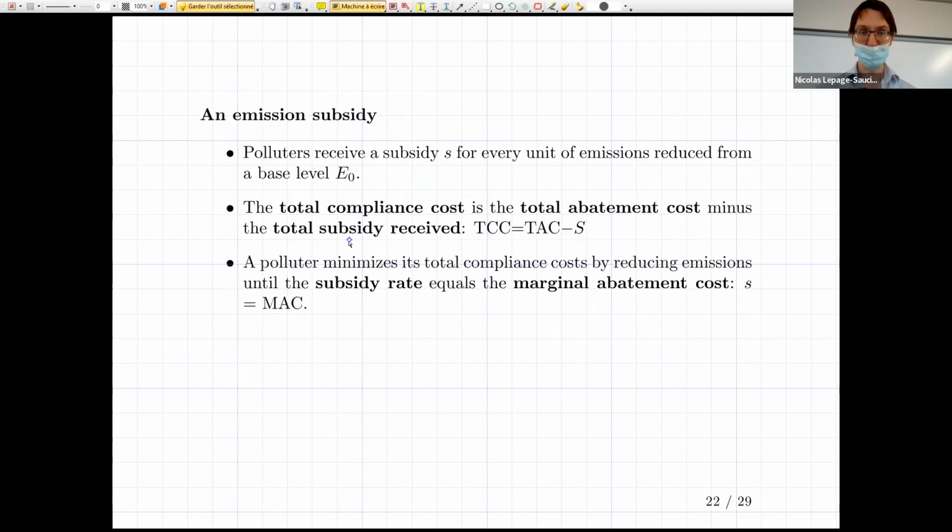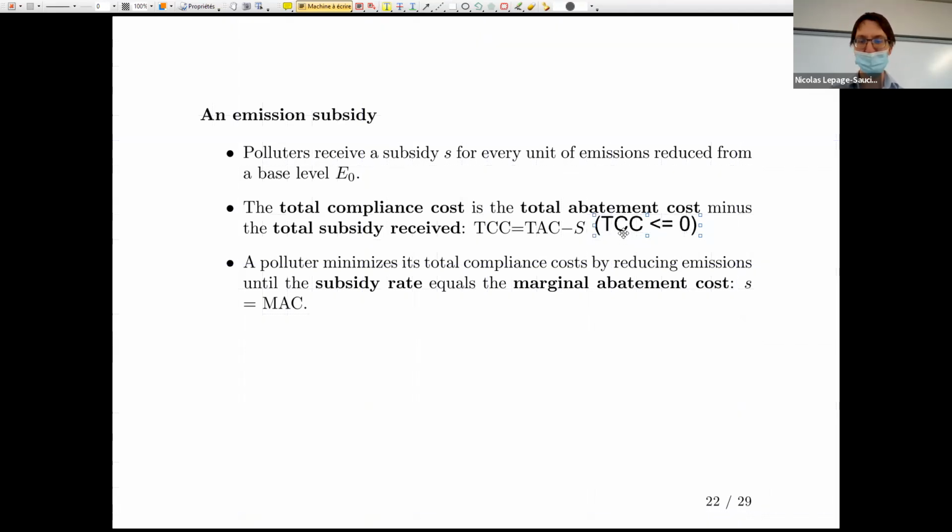Okay. So here we were. Just to summarize what we said, polluters receive a subsidy S for every unit of emissions reduced from a base level E0. The total compliance cost is the total abatement cost minus the total subsidy, and here it's smaller or equal to zero. So the firms are very happy because they receive money. The polluter minimizes its total compliance cost by reducing emissions until the subsidy rate equals the marginal abatement cost, S equals MAC. And of course, if efficient, then S equals MAC.